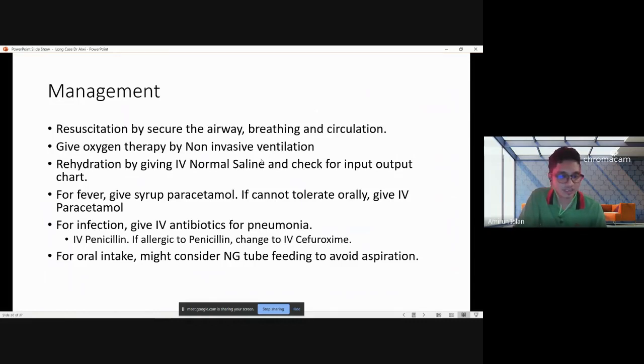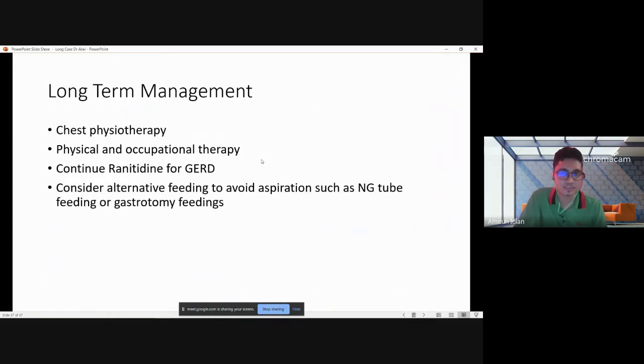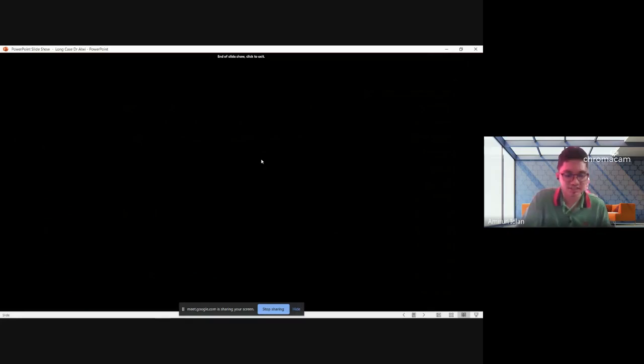And for infection, because this is a case of pneumonia, I'd like to give IV penicillin. If the patient is allergic to penicillin, I'd change to IV cefazolin. For feeding, I would consider NG tube feeding to avoid any aspiration later. For the long-term management, I would like to refer this patient to chest physiotherapy, and also continue physical and occupational therapy for cerebral palsy, continue ranitidine for GERD, and also consider alternative feeding to avoid aspiration, might be NG tube feeding or gastrostomy feedings. I think that's all for my presentation.